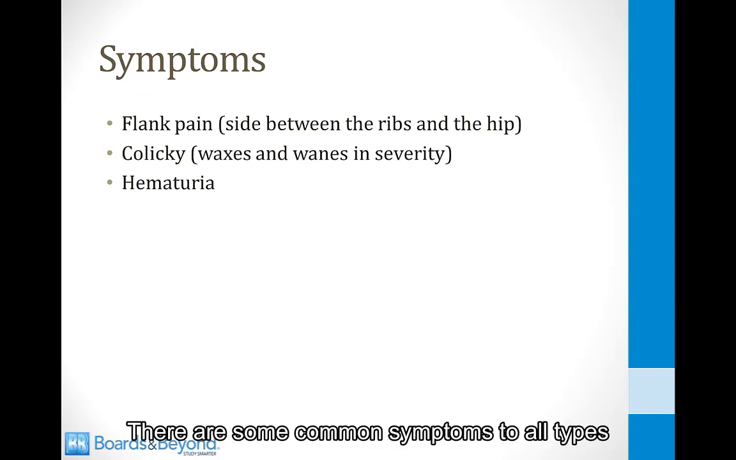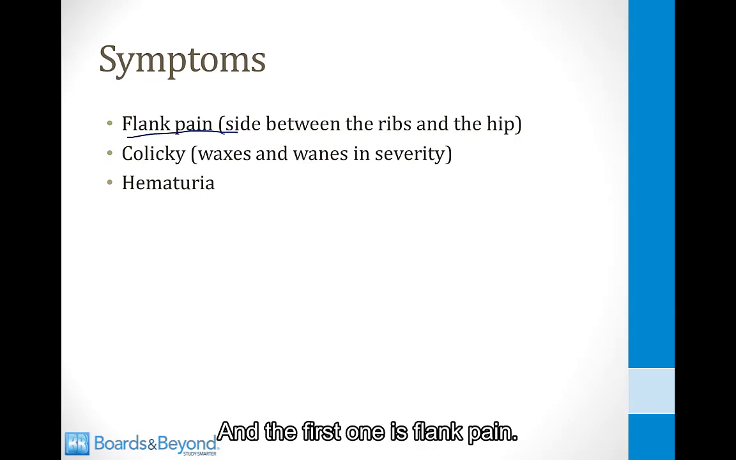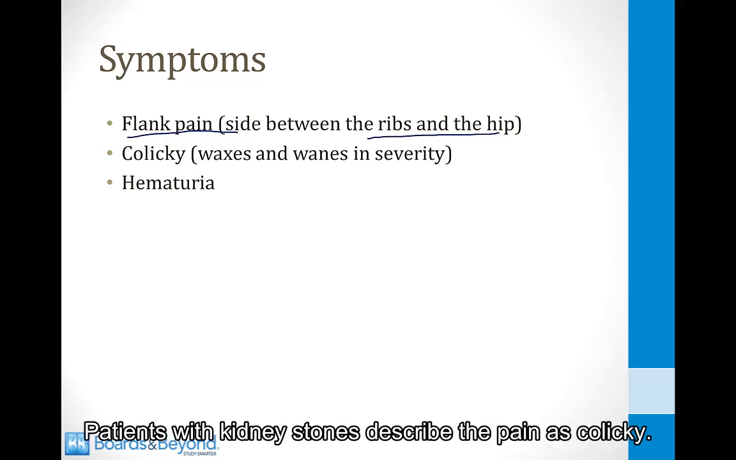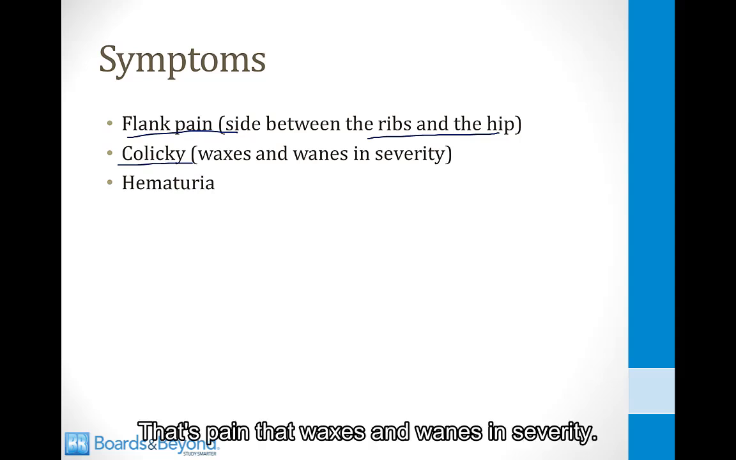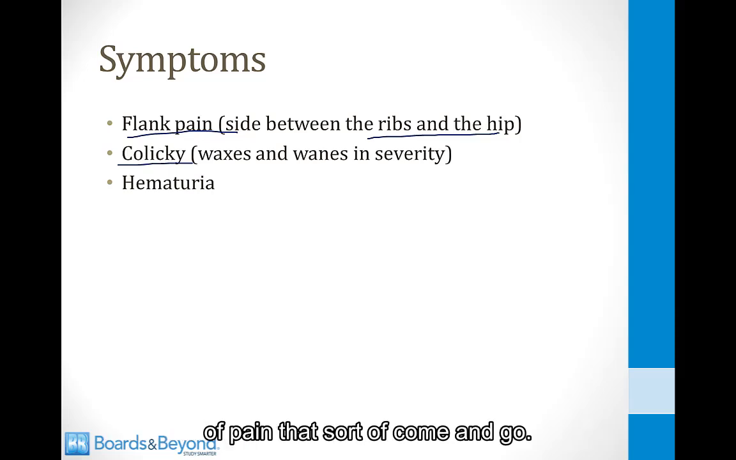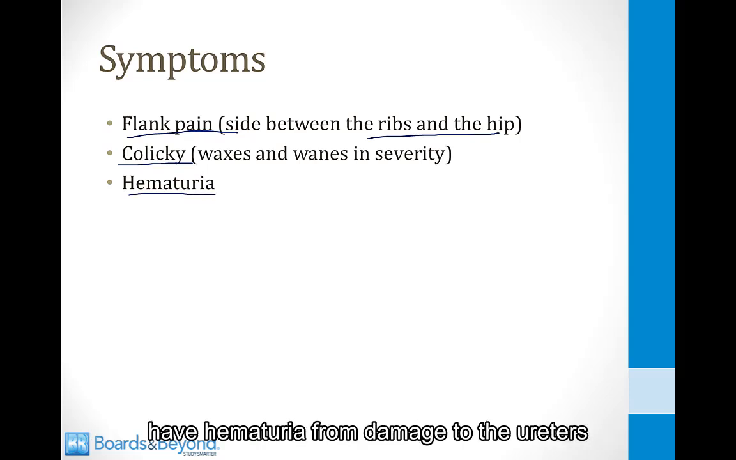There are some common symptoms to all types of kidney stones that you should be aware of, and the first one is flank pain. So that's pain that's located on the side between the ribs and the hip, and that's where the pain is often located in patients who have kidney stones. Patients with kidney stones describe the pain as colicky. So what do I mean by that? That's pain that waxes and wanes in severity. And patients with kidney stones will describe waves of pain that sort of come and go. And then finally, most patients who have kidney stones have hematuria from damage to the ureters and collecting system by the stone.